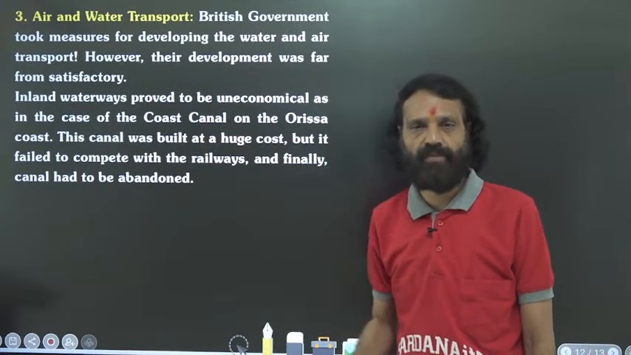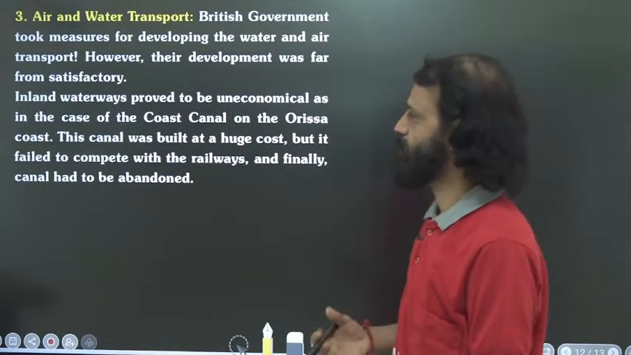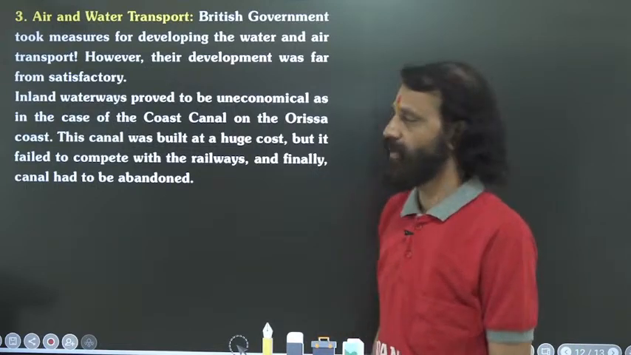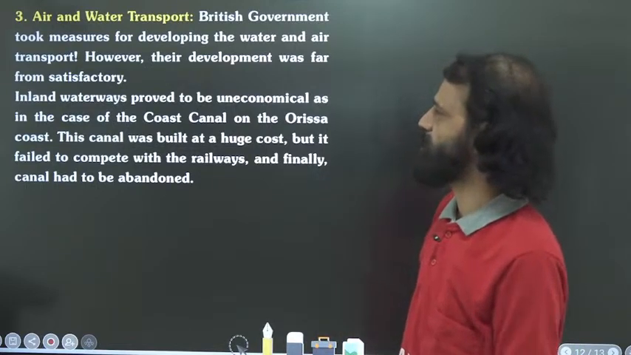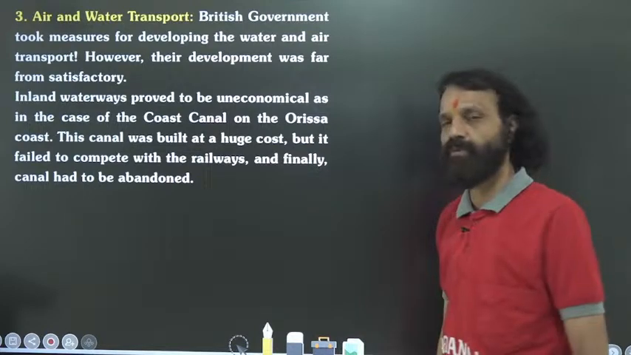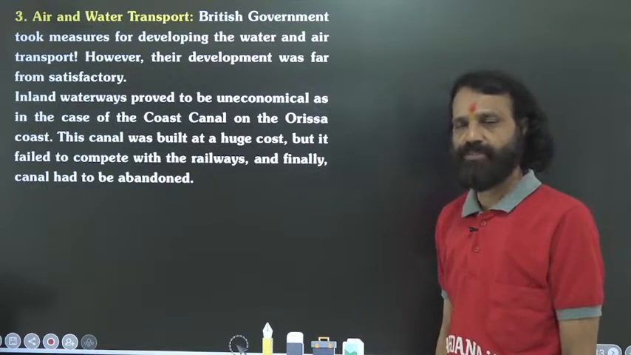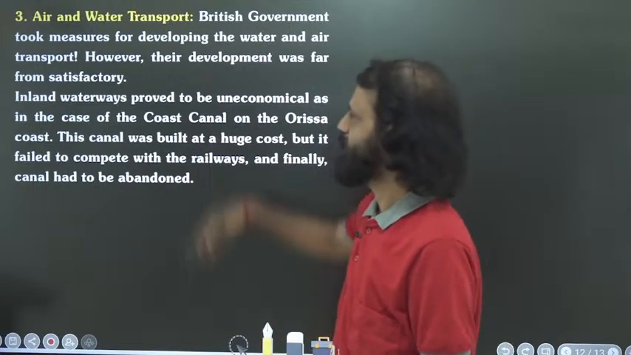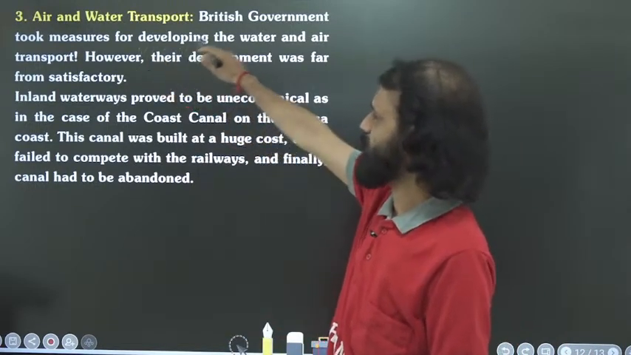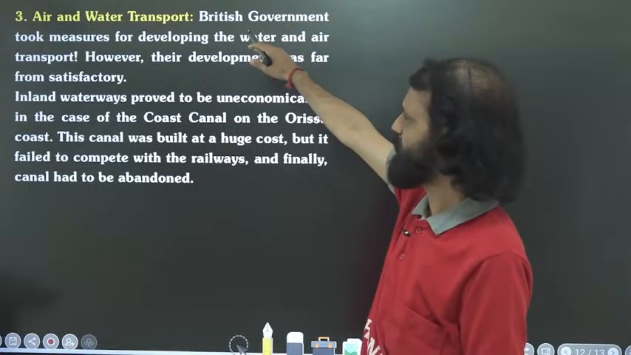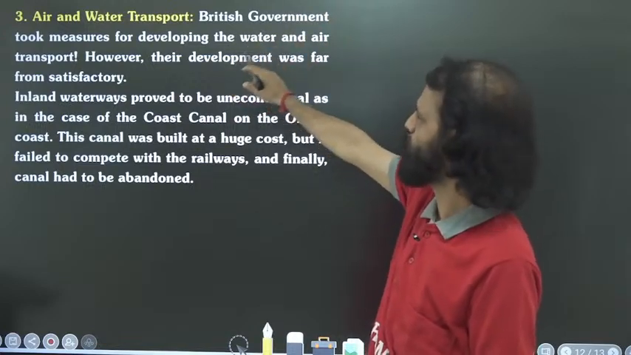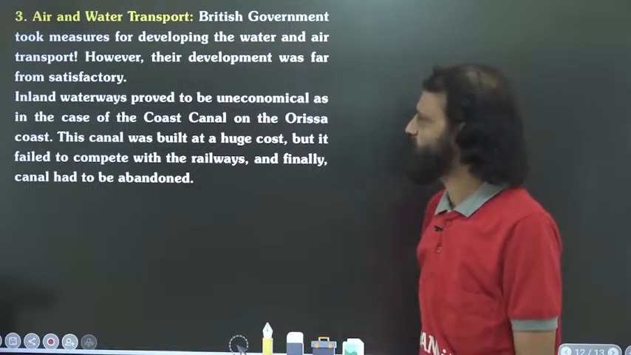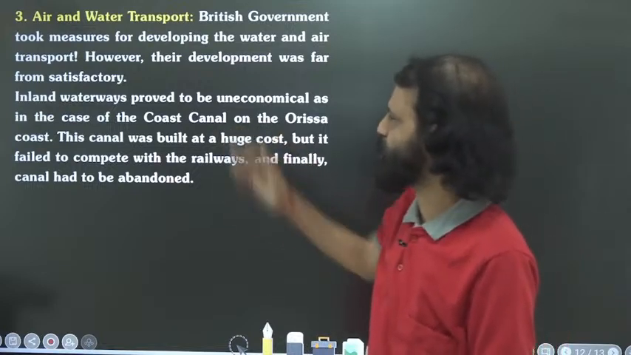They developed railways because they wanted to take Indian raw materials and other minerals to their country, and they wanted to rule our country, this subcontinent. That is why they developed Indian Railways. Then air and water transport we can check. The British government took measures for developing water and air transport. However, their development was far from satisfactory.